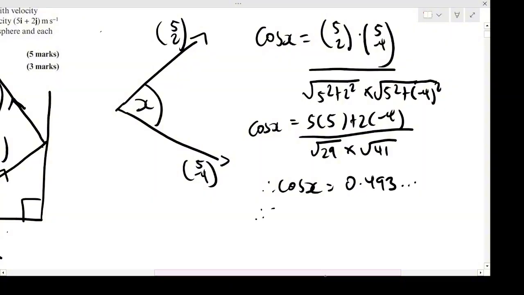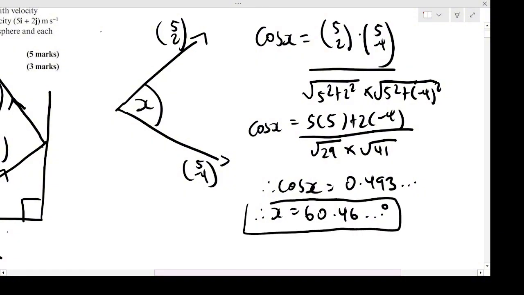Okay, therefore to inverse cos I get x to be 60.46 blah blah blah. I'm not going to round it because I'm going to be using this answer again. So I'm going to leave it like that, but that is my angle deflection for the first collision there. Hopefully happy with that. I'm going to store that in my calculator because, as I said, I'm going to reuse that.